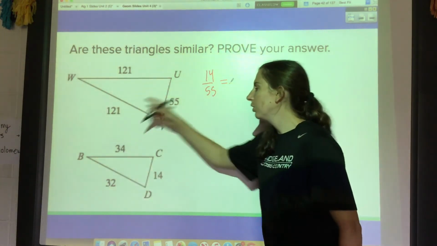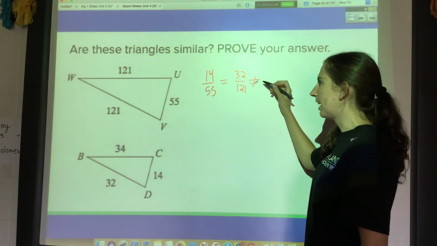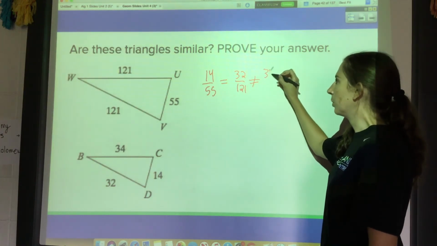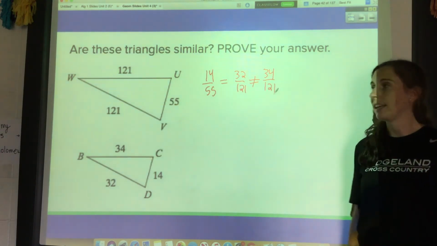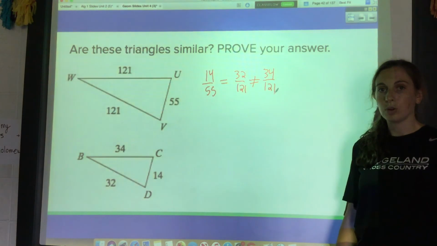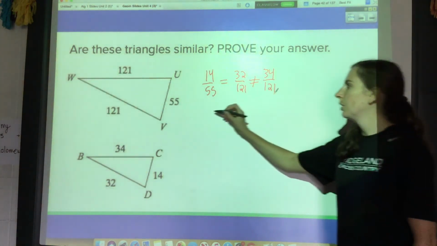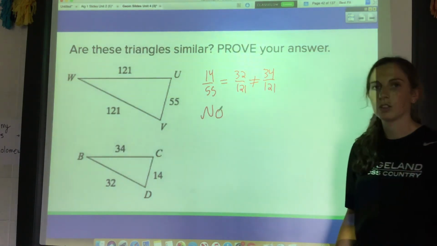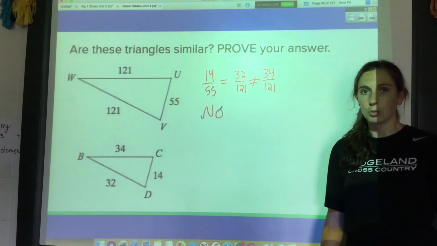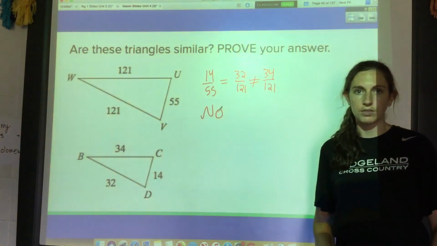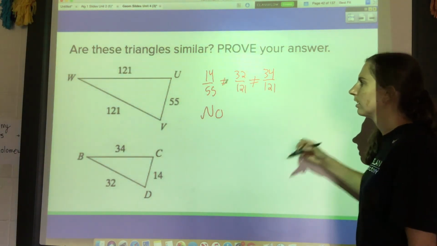So like 32 over 121 is not the same as 34 over 121. And I don't even know if this is the same, but this is all I really need. So at this point, this is the proof. The sides are not proportional, so no. The triangles are not similar, and this is all the proof that I need. If you want to write out in words, the sides are not proportional, that's fine, but this kind of shows it. I don't think that those are equal either.